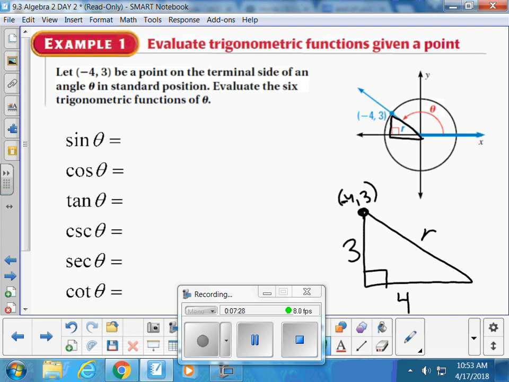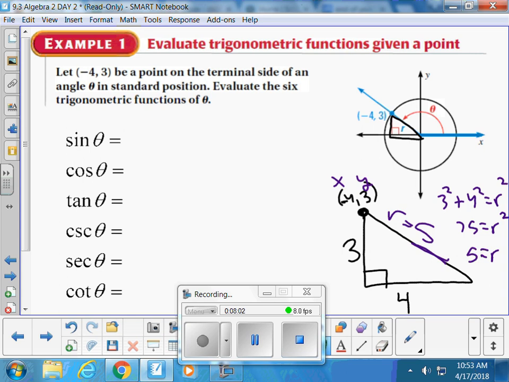So let's solve for r. How would we solve for r? 3 squared plus 4 squared equals r squared. My geometry scholar should know how big r is. R is 5. Good. It's a 3, 4, 5 circle. So r is 5. So basically my x value is going to be a -4. My y value is going to be a 3, and my r value is going to be a 5. So we're ready to do our trig ratios, I believe. Any questions so far?